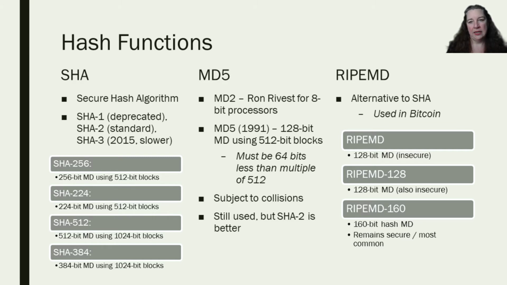The RIPE-MD message digest is an alternative to the SHA, and it's the one currently used in Bitcoin. They made the first one, which was 128-bit and insecure. The second one was another 128-bit, which is also insecure. And now they've created the 160-bit, which is still secure and is the most common of RIPE-MD, being, again, an alternative to SHA, so it's used for Bitcoin and for other alternative options.